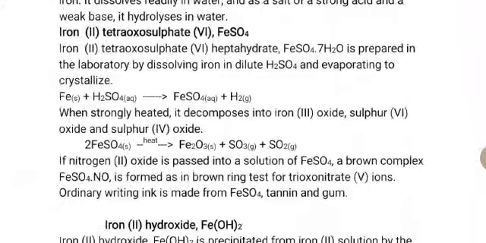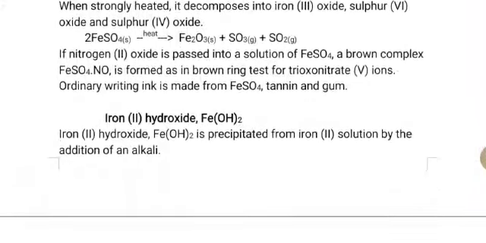If nitrogen 2 oxide is passed into a solution of FeSO4, a brown complex FeSO4.NO is formed, as in the brown ring test for trioxonitrate 5 ions. Ordinary writing ink is made from FeSO4, tannin, and gall.